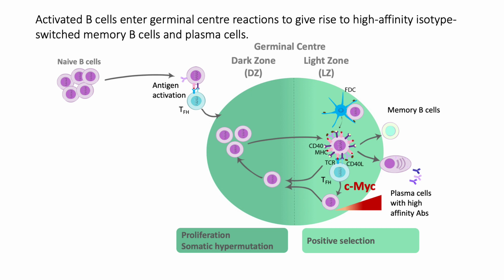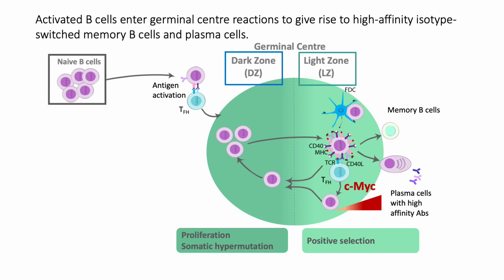At the end, the B cells terminally differentiate into either memory B cells or plasma B cells with high affinity antibodies. Today I will be concentrating on the changes between naive B cells and the dark zone and light zone germinal center B cells.